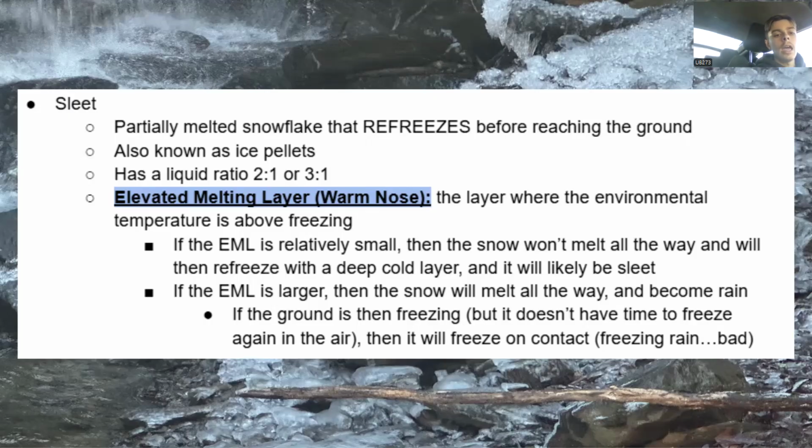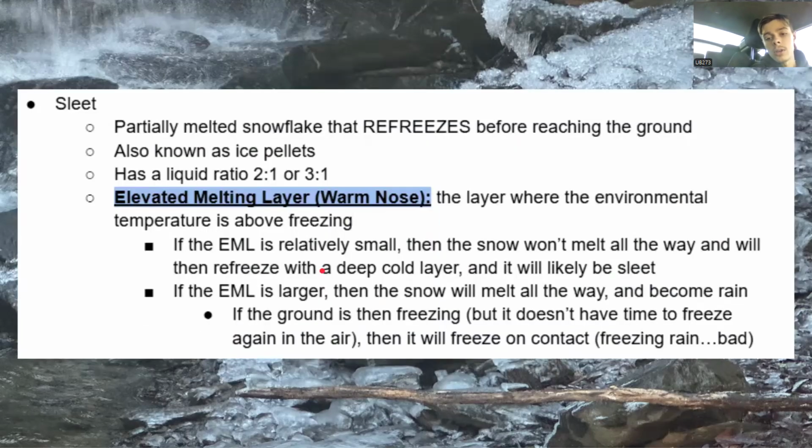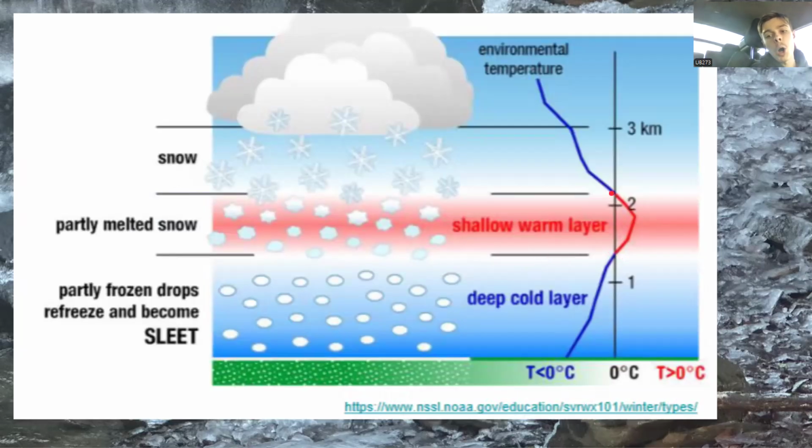And there is a liquid ratio that's involved with this as well, but it's very low, 2 to 1 or 3 to 1. And once again, the reason why it melts in the first place is that it reaches an elevated melting layer, also called our warm nose. And this is the layer where the environmental temperature is above freezing. So whereas for this graph, all of the line is to the left of the 0, this time we're going to have part of it that goes to the right of it.